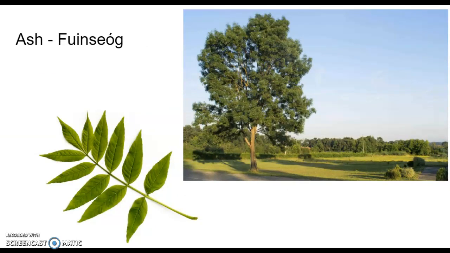So this one is called the ash tree, and we've talked about this in the classroom because the wood from this is used to make hurleys and other furniture, and it's got a really distinctive leaf because it's got tiny leaves on a little branch and lots of them. Fuinseog is the name for this tree.